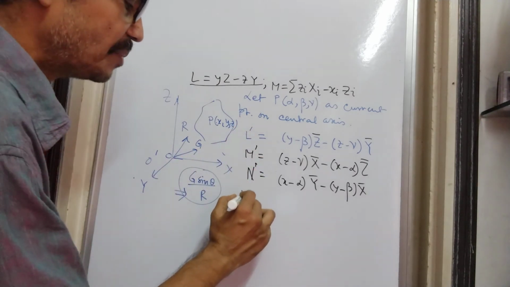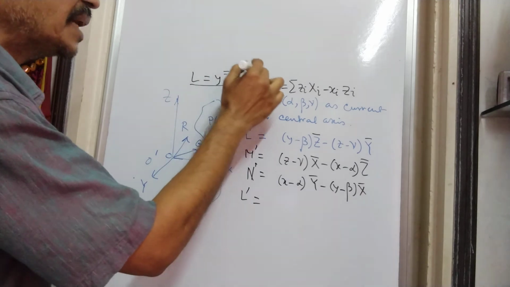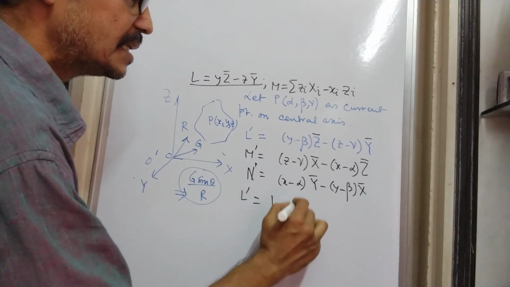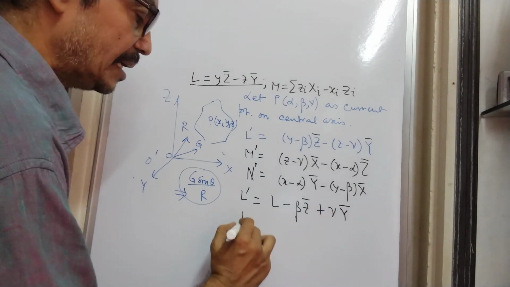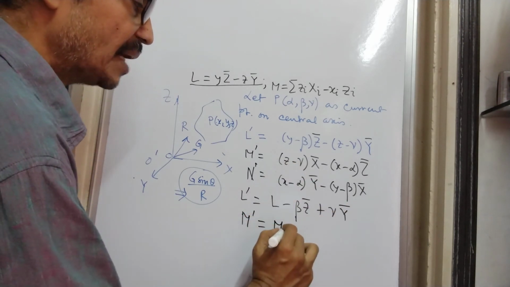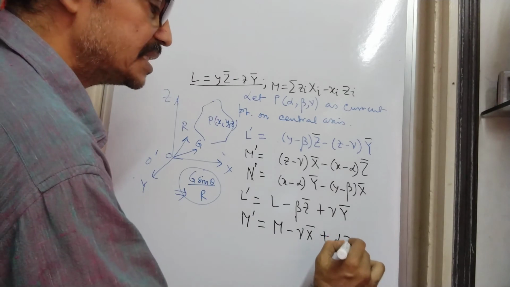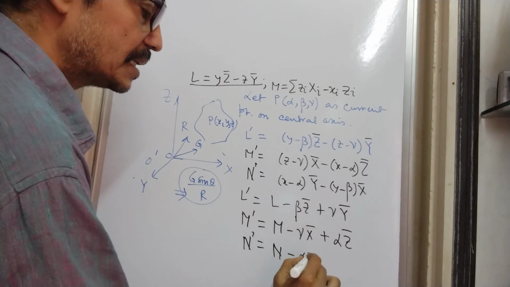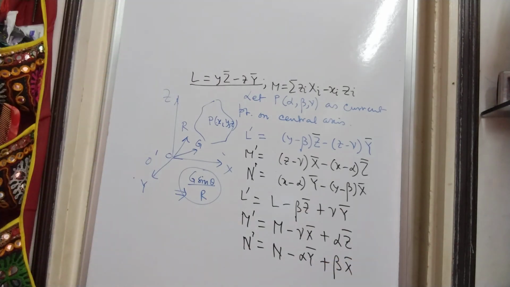Now just see that L prime is nothing but, since this is y Z bar minus z Y bar, we have L prime equal to L minus beta Z bar plus gamma Y bar, and M prime equal to M minus gamma X bar plus alpha Z bar, and N prime equal to N minus alpha Y bar plus beta X bar. So these are the three expressions which we have.